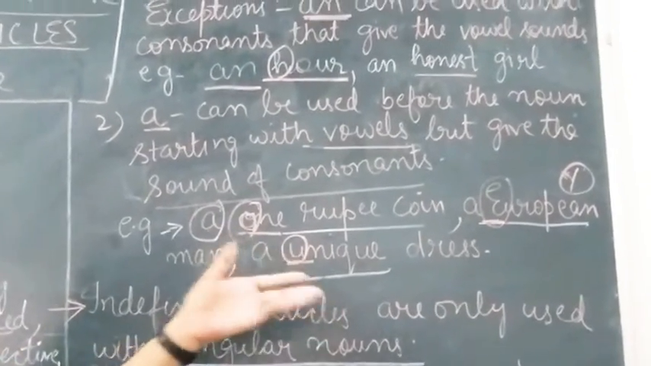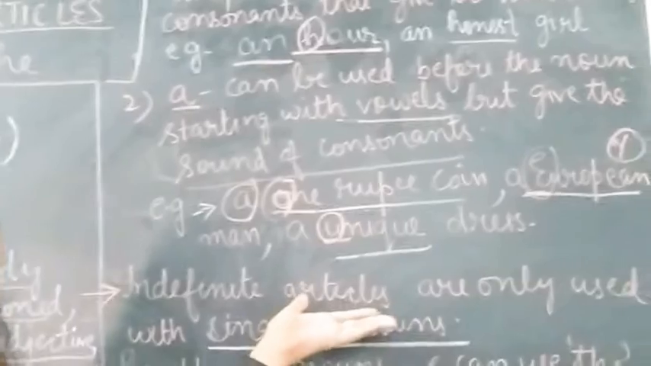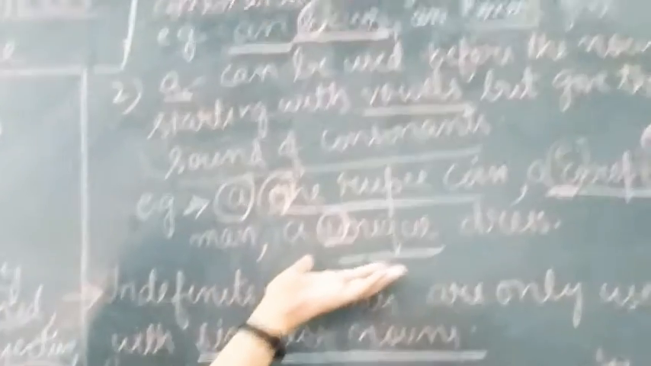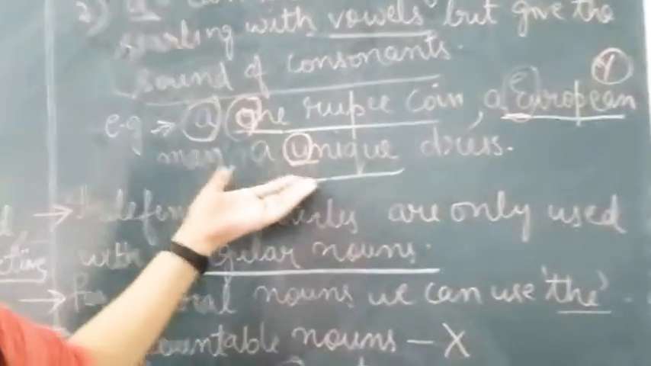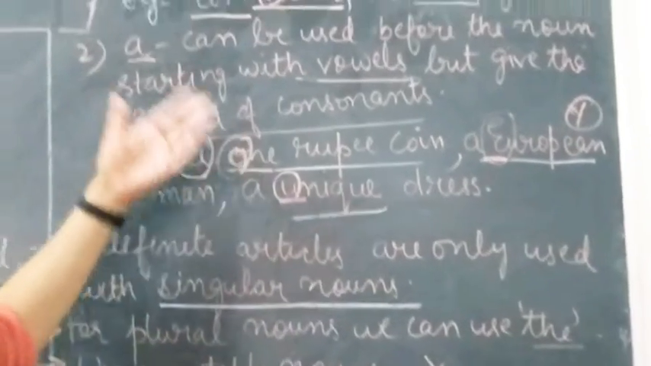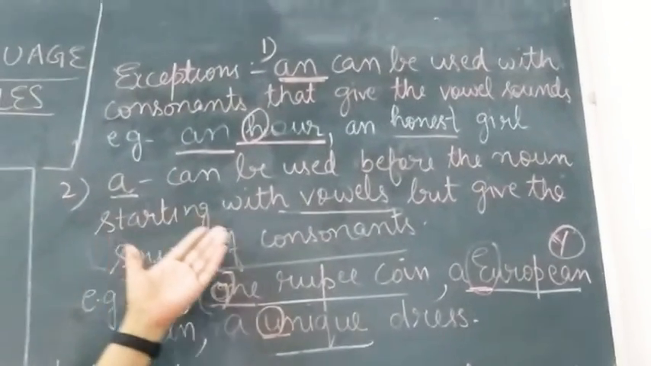You need to check the sounds of the words or of the letters with which that noun begins, right? So according to that, we have to implement this rule, whether we have to use an or a. Clear? I hope I am clear here.